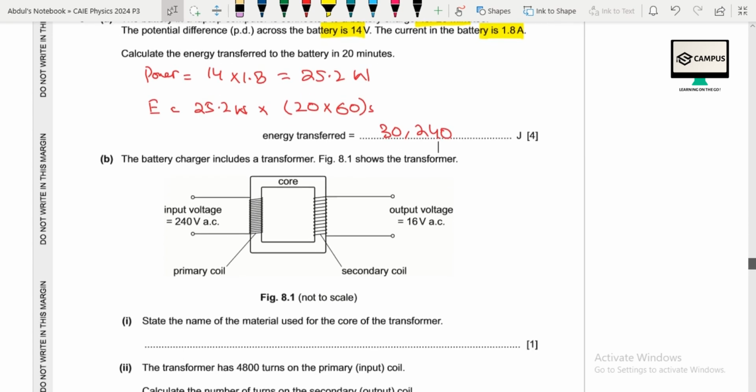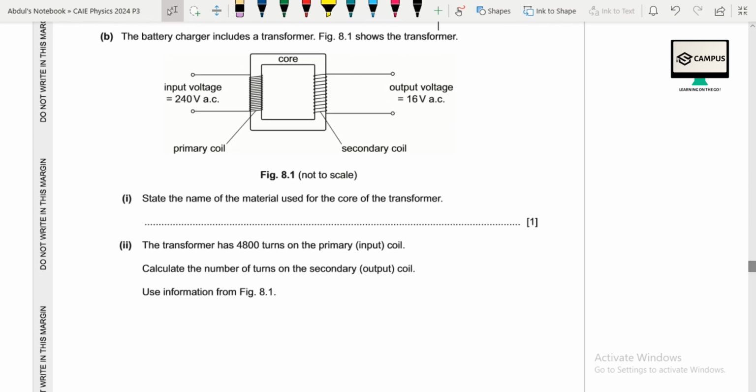All right, moving on to part B. The battery charger includes a transformer, which shows the transformer input voltage of 240 volts and an output. And yes, we have some primary and secondary coil identified. State the name of the material used for the core of the transformer. So the core of the transformer should be made with a ferromagnetic material. And the name, we can call that iron, one of the ferromagnetic materials, soft iron.